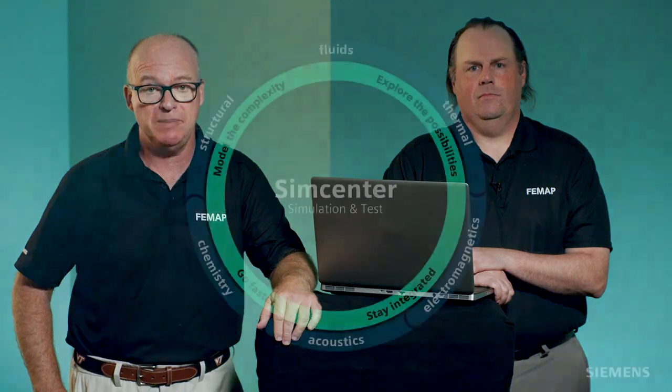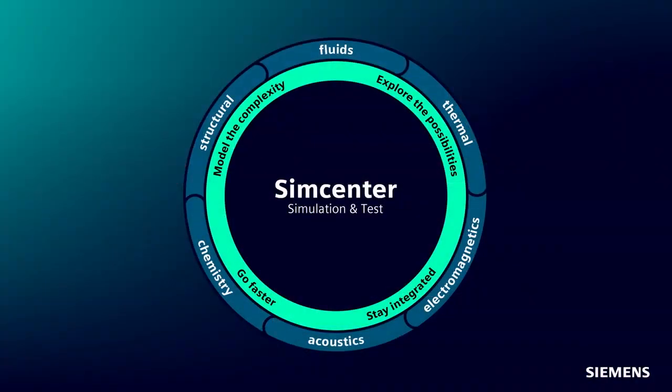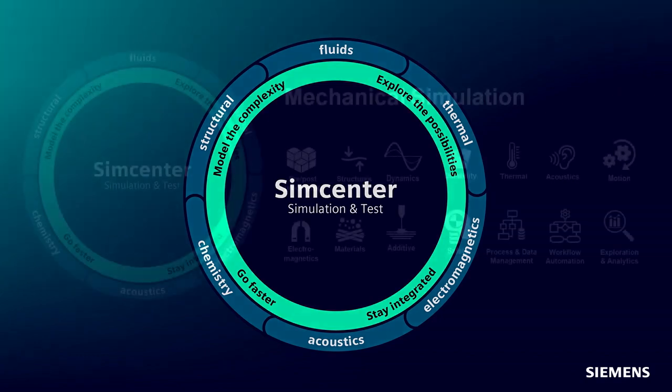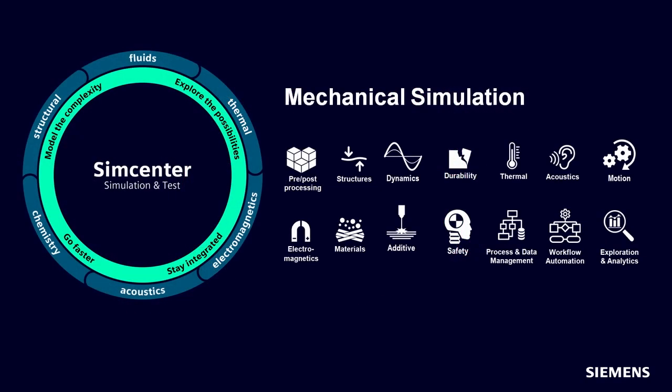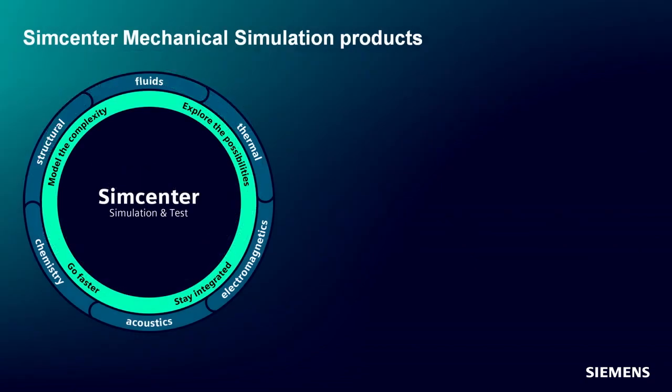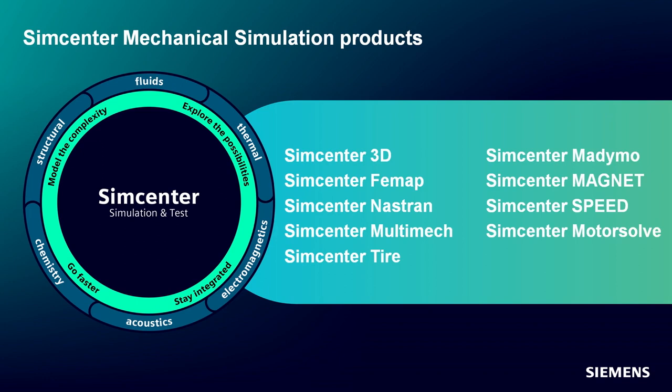As the name implies, Femap is part of the Siemens Simcenter suite of solutions for simulation and test. More specifically, Simcenter Femap is part of the mechanical simulation solution domain, which covers finite element-based solutions for structural, thermal, acoustics, and electromagnetics. Simcenter's mechanical simulation domain also includes a multi-body dynamic solution used for motion simulation of mechanisms, vehicle dynamics, and safety. As part of the mechanical simulation domain, Simcenter Femap helps you stay integrated with many of the other Simcenter applications available within this domain, such as Simcenter Nastran and Simcenter 3D.